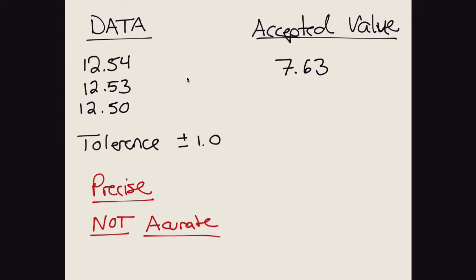Any questions about this? What if my tolerance had been plus or minus 10? How would that change the outcome? Yeah. They'd be both precise and accurate, because not only would the numbers be close together, but they'd be within my tolerance. Since the accepted value is only 5 off and not 10, that would be what we would consider close, and so they would be precise and accurate.